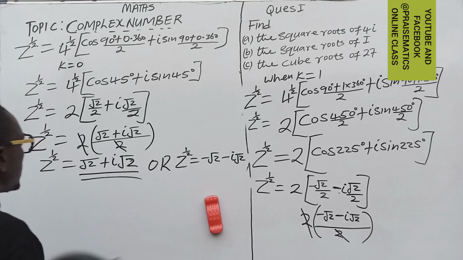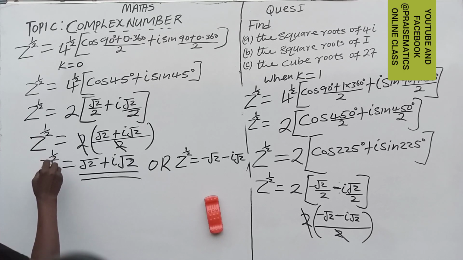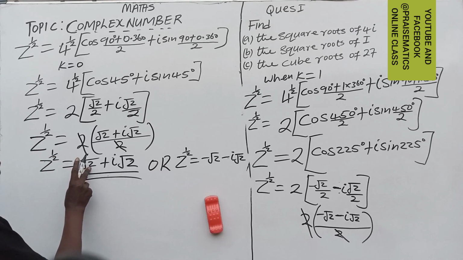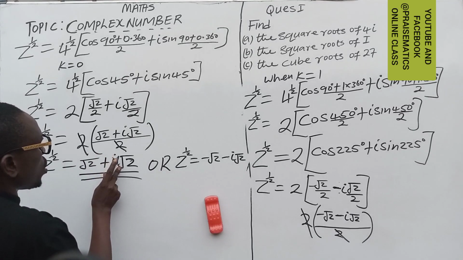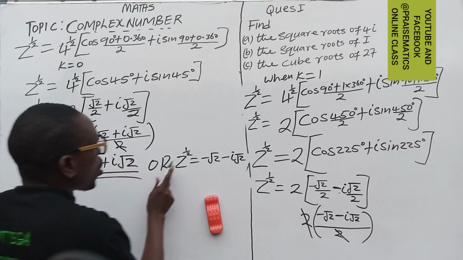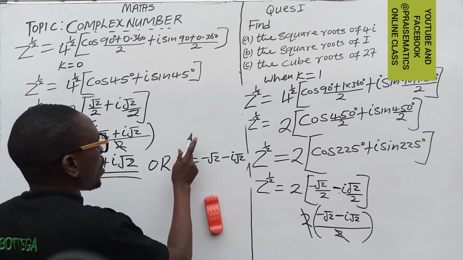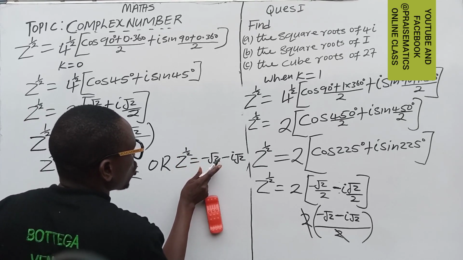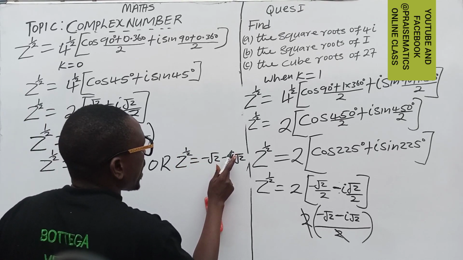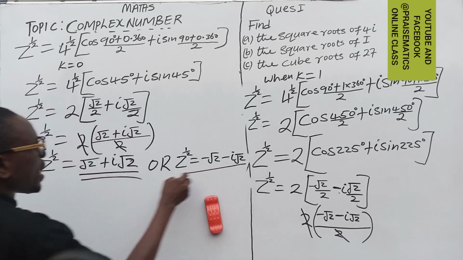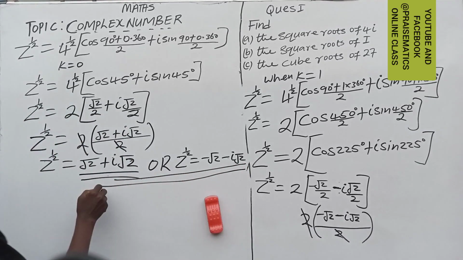Finally, our answer is that z raised to power 1 over 2 is equal to root 2 plus i root 2, or z raised to power 1 over 2 is equal to minus root 2 minus i root 2. And that is our answer. That is how to solve it.